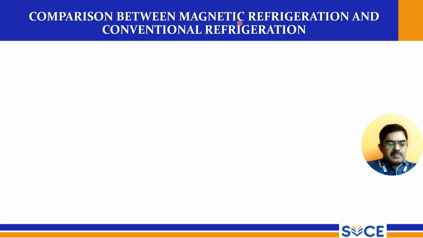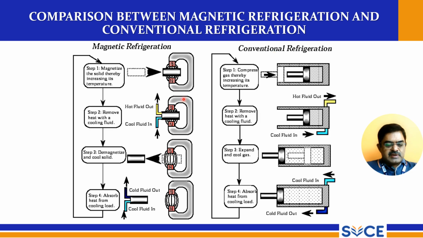So, comparison between magnetic refrigeration and conventional refrigeration system. Here is one simple diagrammatic comparison. This is magnetic refrigeration. In step 1, magnetize the solid, thereby increasing the temperature. So we are magnetizing this solid and increasing its temperature. That is the first step, whereas here we are compressing the refrigerant and increasing the temperature. This is the comparison between these two processes.